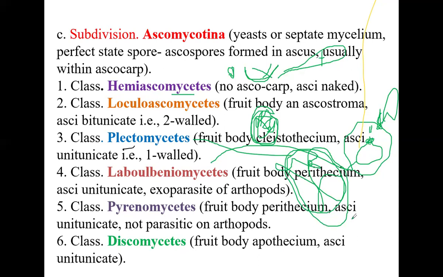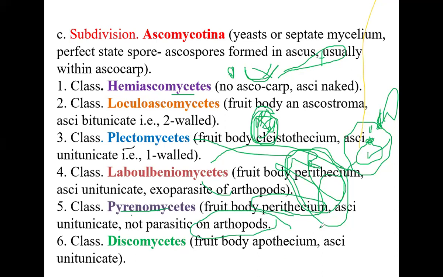And the same perithecium fruiting body, if the fungi are parasites upon arthropods, that is grouped as Laboulbeniomycetes. If it is the same fruiting body and not a parasite on arthropods, insects, that is grouped as Pyrenomycetes. Actual true Ascomycetes.